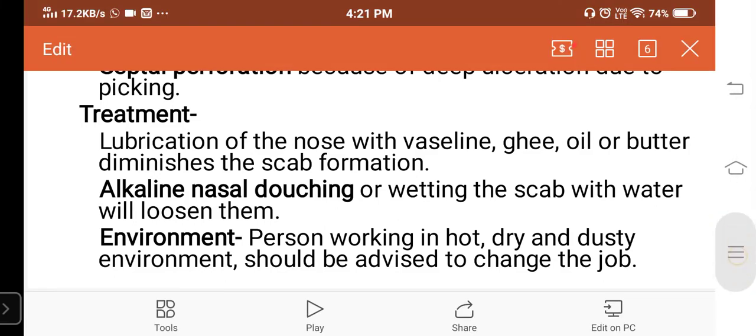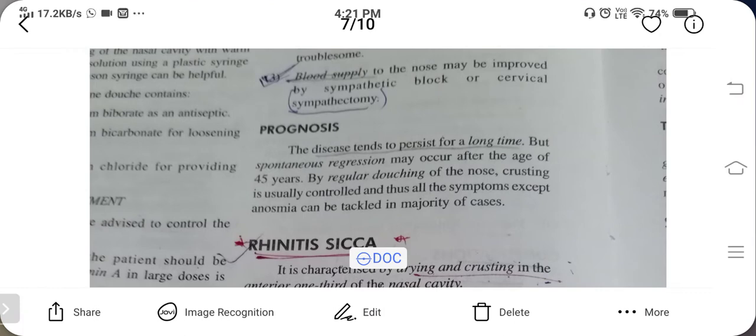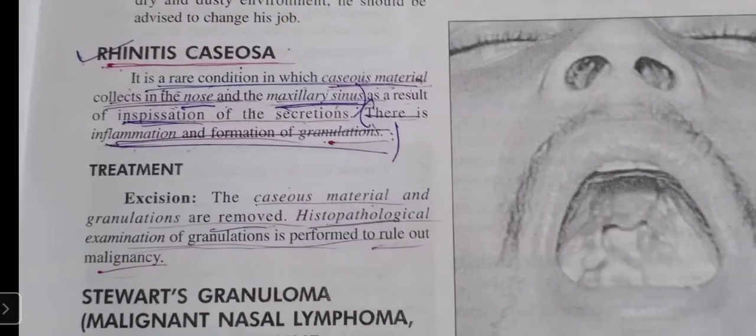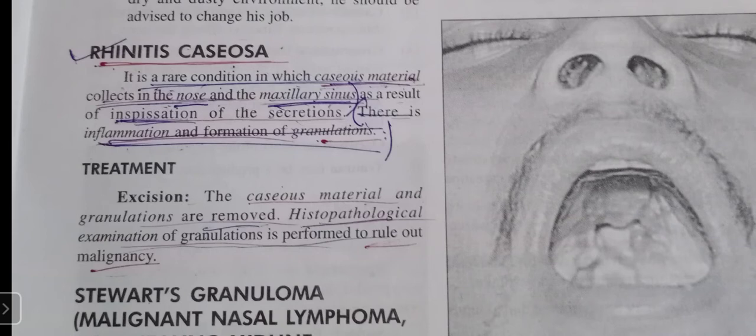Okay, then next condition is rhinitis caseosa. These are the chronic conditions. This is a chronic condition, non-specific. Okay, non-specific chronic rhinitis. It comes under the headings of infective rhinitis. It is a chronic condition and non-specific.